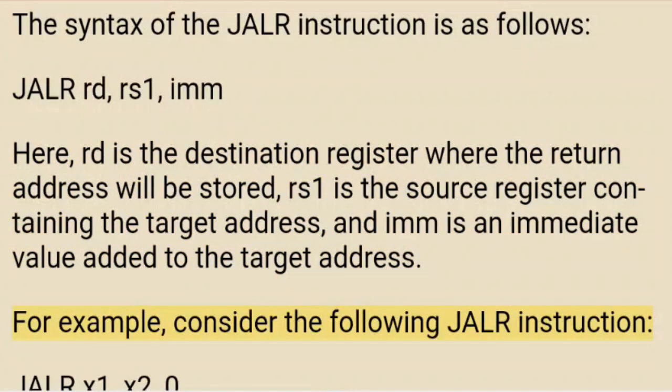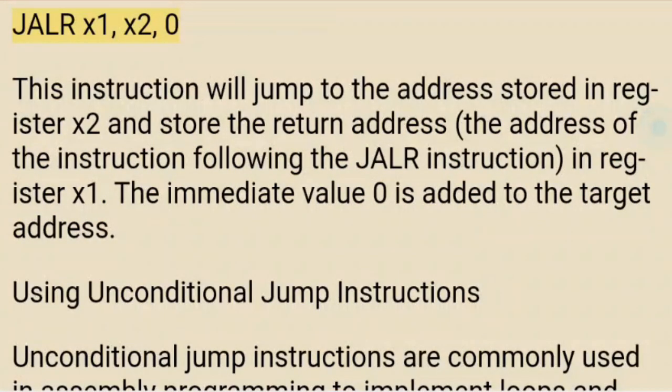For example, consider the following JALR instruction. JALR x1, x2, 0. This instruction will jump to the address stored in register x2 and store the return address, the address of the instruction following the JALR instruction, in register x1. The immediate value 0 is added to the target address.